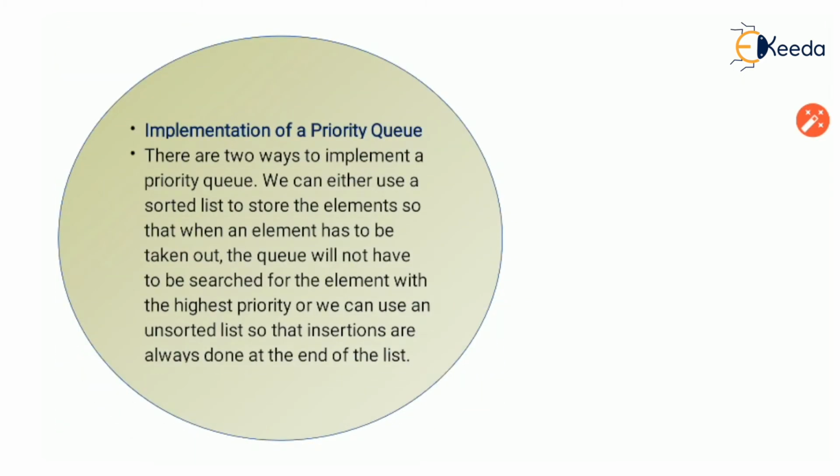Now what is the implementation of a priority queue, or what are the different ways to handle a priority queue? There are two ways to implement a priority queue. We can either use a sorted list, a list which is already sorted, where the elements present are sorted by using different sorting techniques that we have to study.